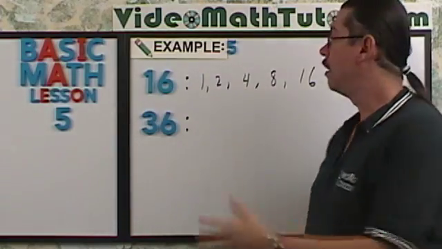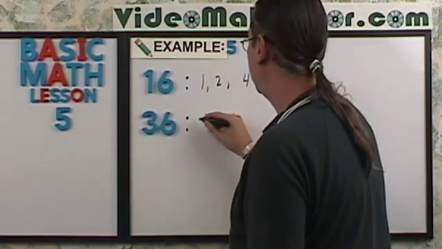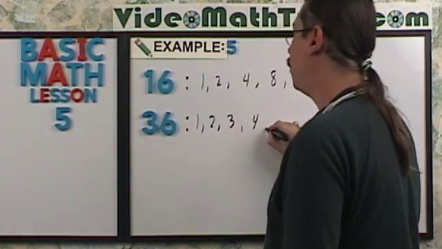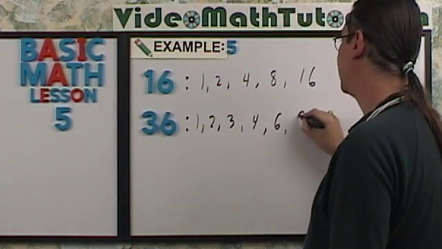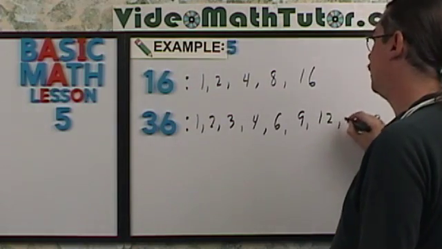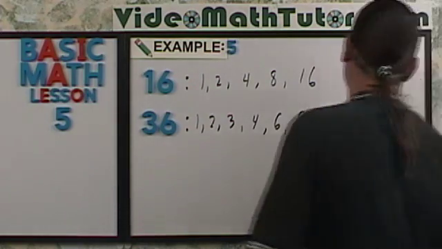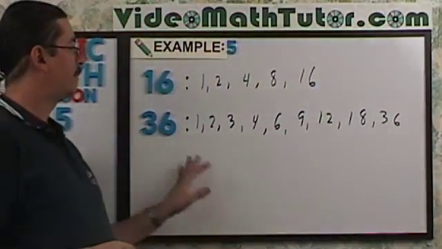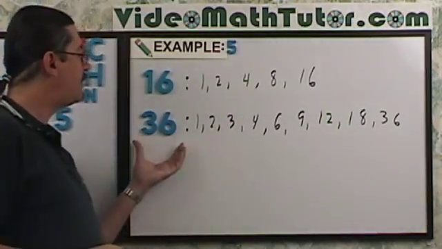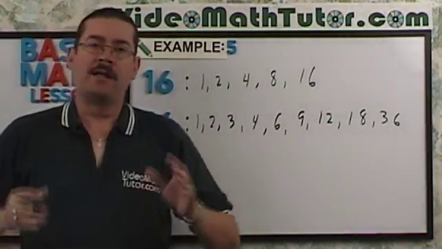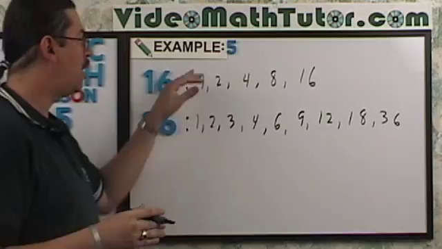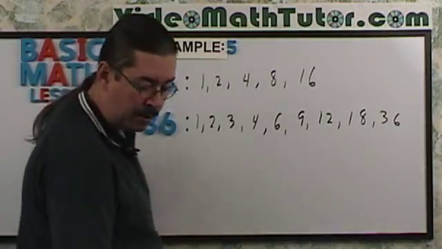Let's do the same thing for 36. Well, we're going to have 1, 2, 3, 4, 6, 9, 12, 18, and the number itself, 36. Okay, again, this combination of these numbers will give you 36. Now let's look at the ones that are common factors to both. All right, well, let's take a look.